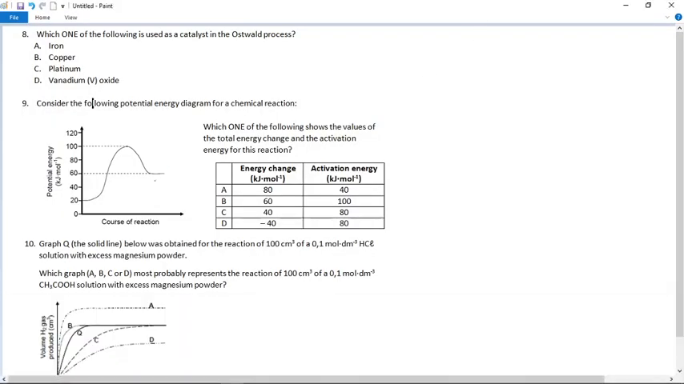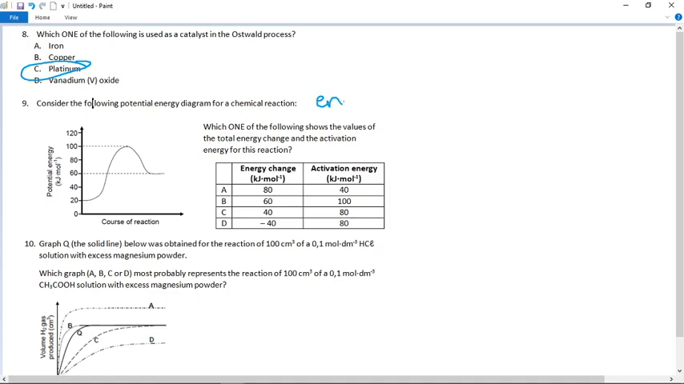Okay, now number 8 is a memory question for fertilizers again. Which catalyst is used in the Ostwald process? It's platinum, number C.